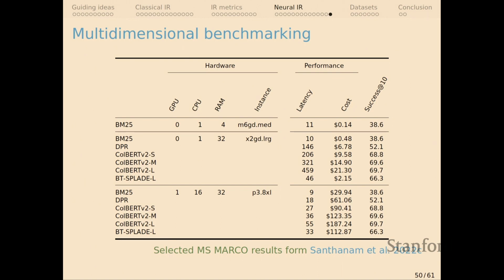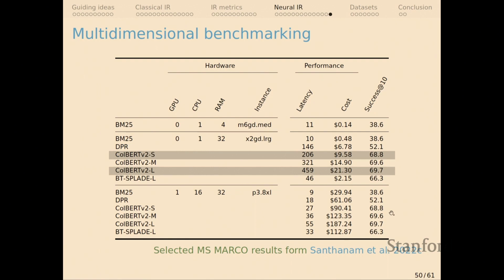Let me just draw out a few comparisons. BM25 is the only solution that could run on this tiny hardware here. We couldn't even run the other systems. That's why it's alone in its own little block there. And it costs nothing. Right? But it's not that successful either. Success at 10 is low relative to the rest.